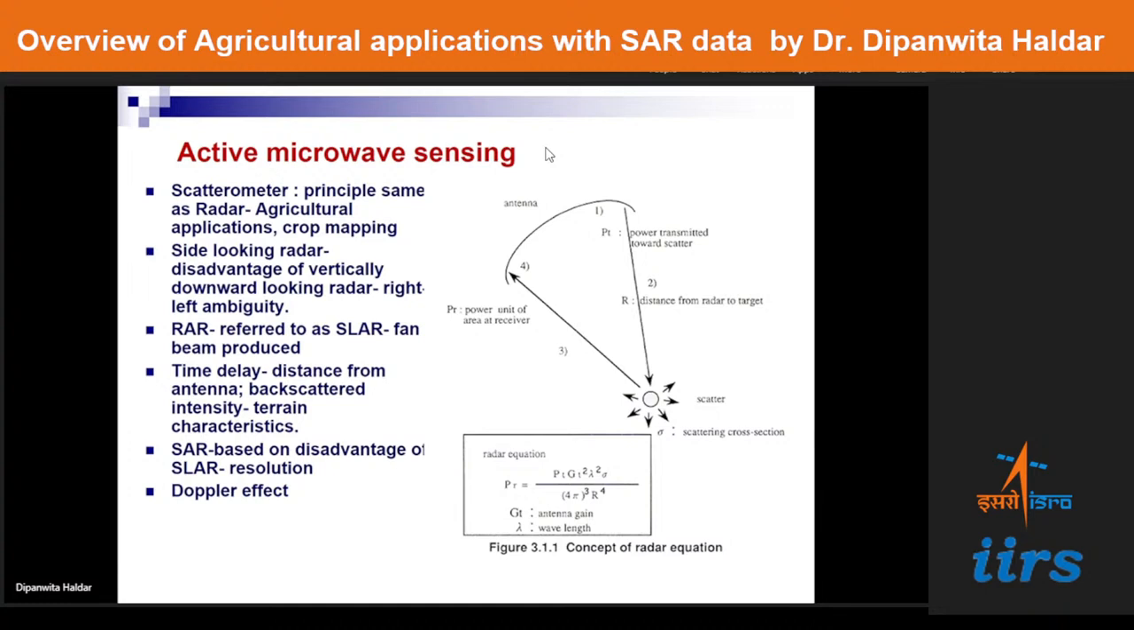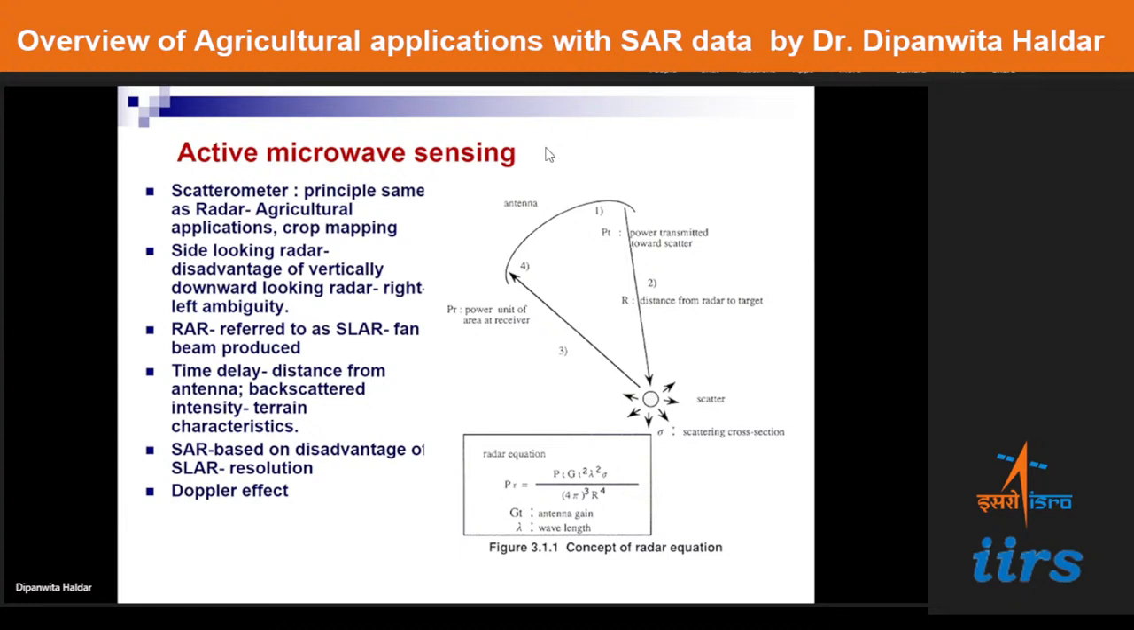Based on the disadvantages of the side-looking radar, the SAR was designed. Initially the systems had very low or coarse resolution, and then SAR was developed keeping this in mind, and the resolution was improved. Then the Doppler effect, the frequency shift, and those things play an important role in the formation of these data sets.